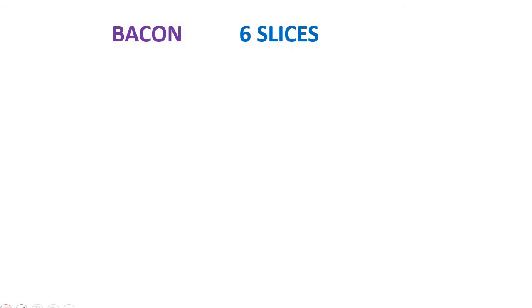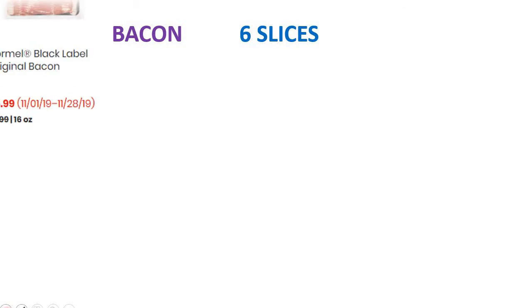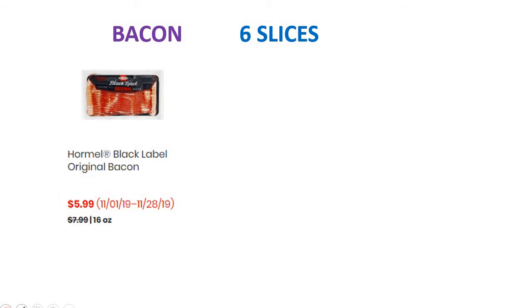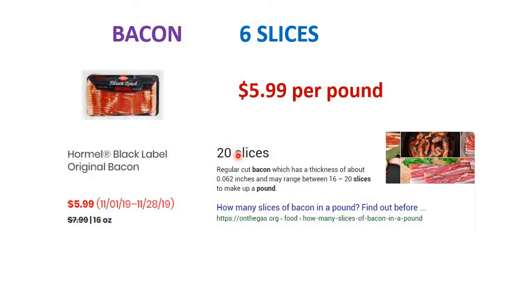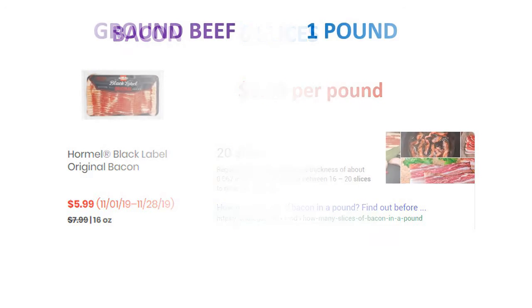Okay, so right off the bat, bacon. I found this bacon on sale for $5.99 for 1 pound. However, I need to figure out the cost for 6 slices. So I did a little bit of research and I found something that showed me there are about 20 slices of bacon in 1 pound of bacon. Okay, so I just had to look that up. So now I can utilize that information to figure out how much it cost me for 6 slices of bacon.